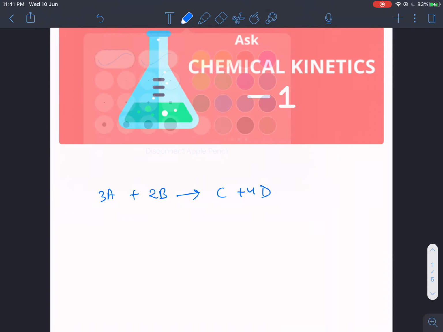Say for example, if I take 6 mole of A instead of 3 mole, then how many mole of B is required? Then you can say, sir, 3 mole of A requires 2 mole of B, so 6 mole will definitely require 4 mole of B. And how many mole of C and D will be produced? Accordingly the corresponding moles will also be doubled, so it will form 2 mole of C and 4 into 2, that means 8 mole of D. Now this was the discussion related to the stoichiometric aspect of a reaction.